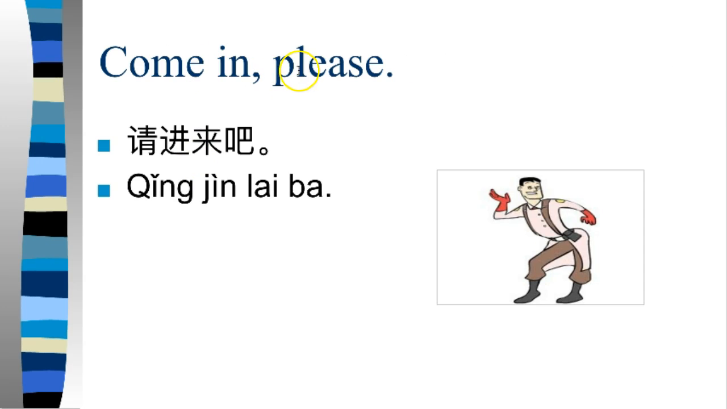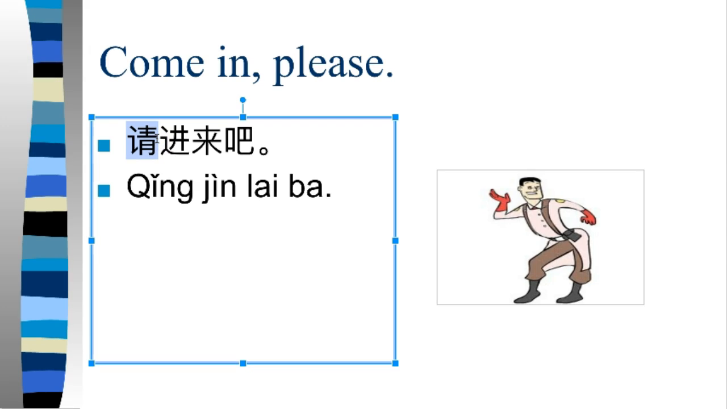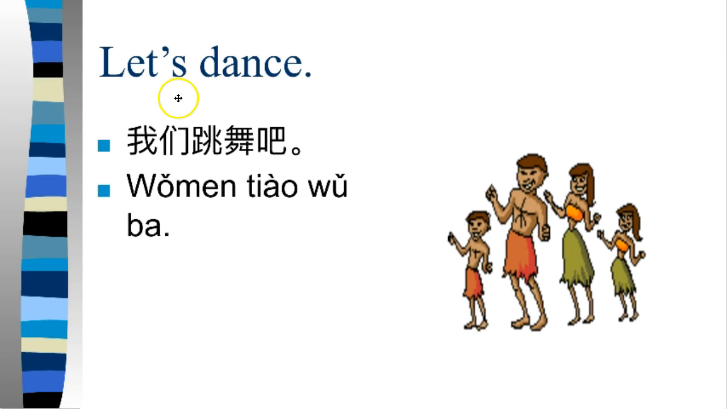We have this come in please, right? 请进来吧. Again, we have two ways to make our sentence more polite. We have 请, please come in, and then 吧, please come in. 吧. Let's dance. 我们跳舞吧.